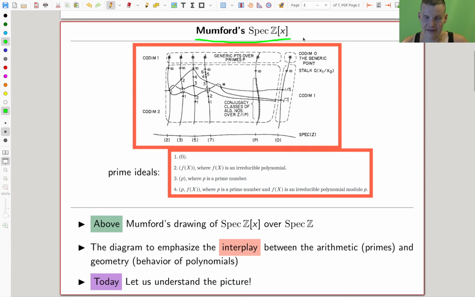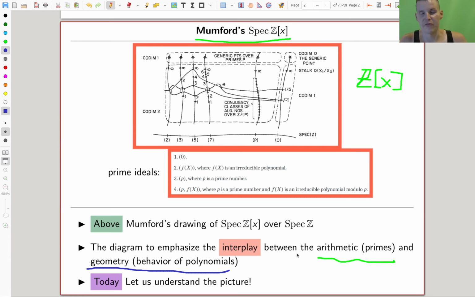It's the historically first one as far as I know, and the first interesting polynomial ring you would think to discuss would be maybe ZX. And what do I mean by first interesting? Well, because Z is not a field, you actually have some arithmetic going on, and polynomials are what we study in algebraic geometry anyway. So the behavior of polynomials would be the geometry. The diagram essentially emphasizes the behavior of polynomials in an interplay with the arithmetic of prime numbers in the easiest possible example.